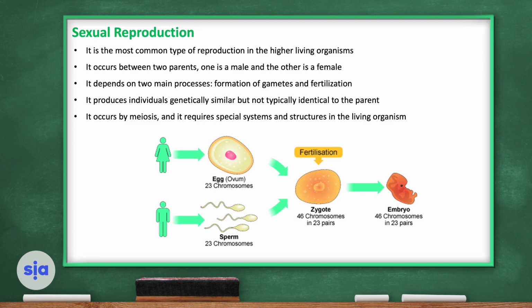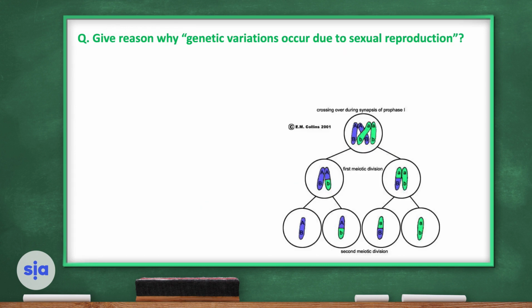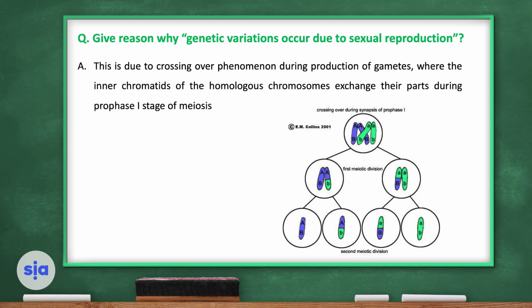This sexual reproduction takes place by the process of meiosis, and it requires special systems and structures in the living organism. If you remember the meiosis or the meiotic cell division, try to remember why genetic variations occur due to sexual reproduction. Yes, this is due to the phenomenon of crossing over that takes place in prophase 1 of meiosis 1 cell division, where the chromatids exchange their parts.